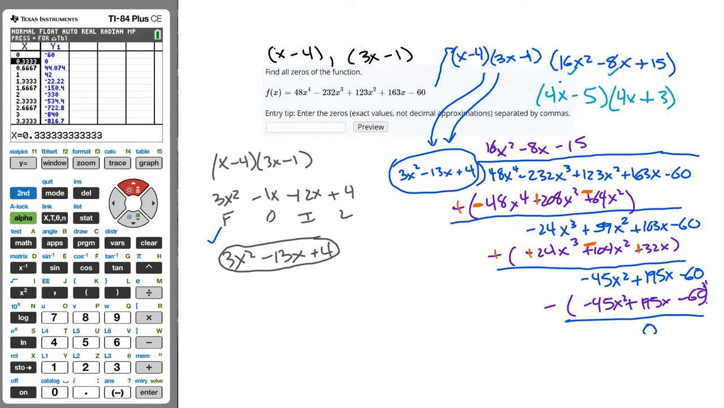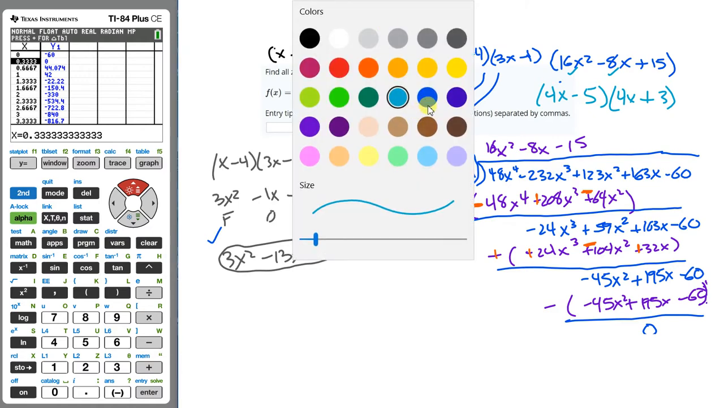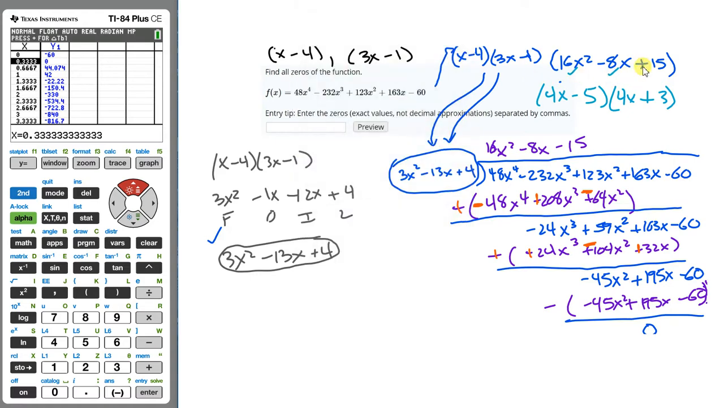Yep, you see the mistake? That's what happens when you work a long problem at 4:30 in the morning. This should have been a minus, because when I copied the result of the division, I just goofed up. It's this minus. So it does work because negative 5 times 3 is negative 15. All right.